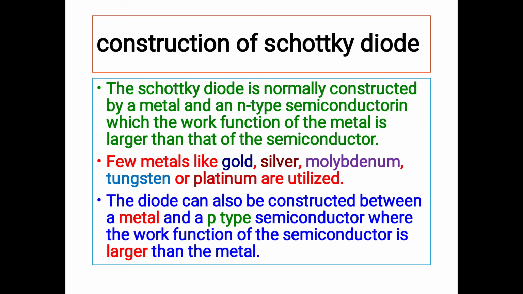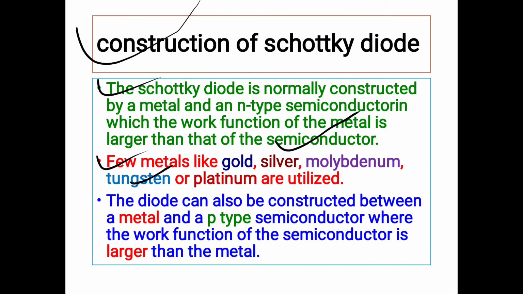Now we will be studying about the construction of the Schottky diode. So the Schottky diode is normally constructed by a metal and N-type semiconductor, in which the work function of the metal is larger than that of the semiconductor. So the Schottky diode is basically formed between an N-type semiconductor or P-type semiconductor and a metal. Few metals like gold, silver, molybdenum, tungsten or platinum are used for the construction of this Schottky diode. So these are the various metals which are used for the construction of the Schottky diode.